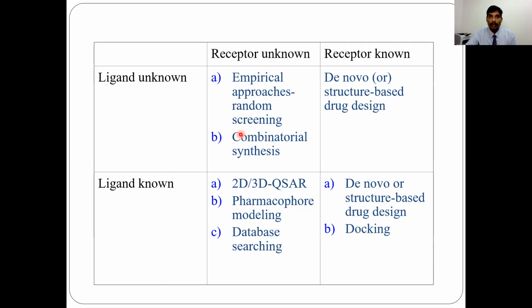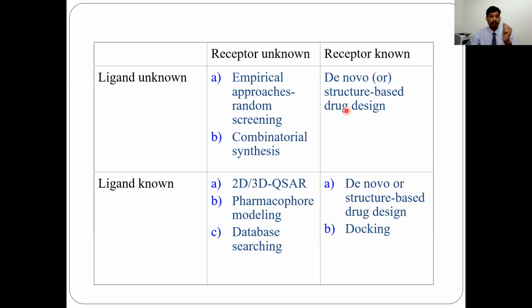Then it will have many limitations. So then, ligand unknown and receptor known. That means the target is known, but the ligand, which is the naturally binding molecule to that protein, we don't know. Okay, so then we go for de novo structure-based drug design. We can design a molecule which can act as a ligand based on the protein receptor.